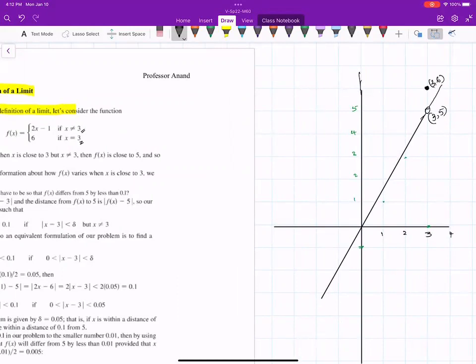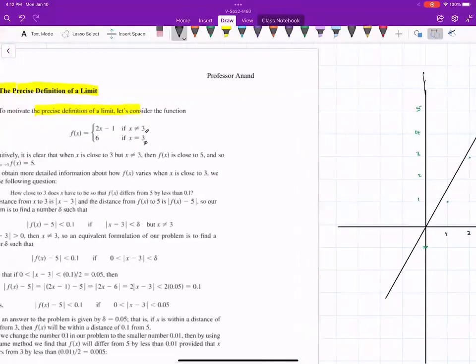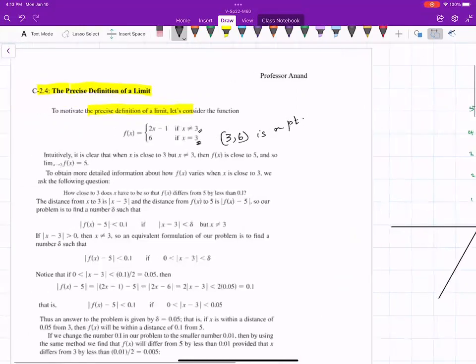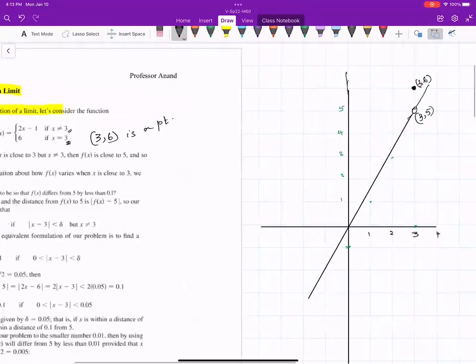So whenever x is not equal to 3, it is a line. At x equal to 3, it is a point. So this means that 3, 6 is a point on the graph. So x equal to 3 and y equal to 6, a solid point. Intuitively, it is clear when x is close to 3 and x is not equal to 3, then f of x is close to 5, isn't it?